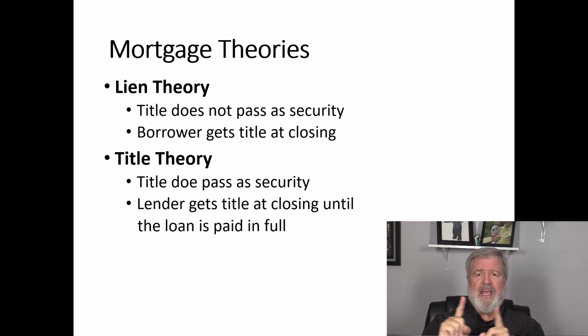Now, if you're in a title theory state, that's going to be just the opposite. Title does pass as security, meaning the lender will get title to the property at closing, meaning, borrower, you're going to have to pay off the full amount of the loan before you can ever get title to the property. So if you don't pay off the loan, you're not going to get title to the property. In lien theory states, you get title to the property when you close.